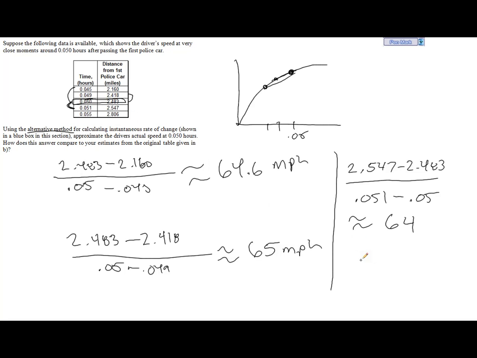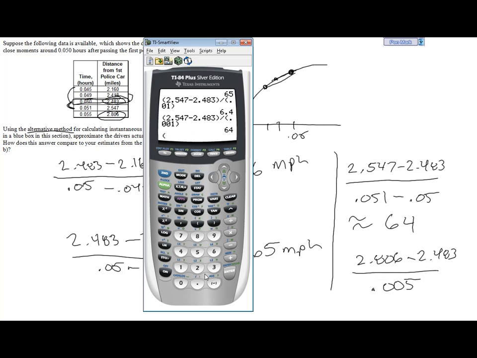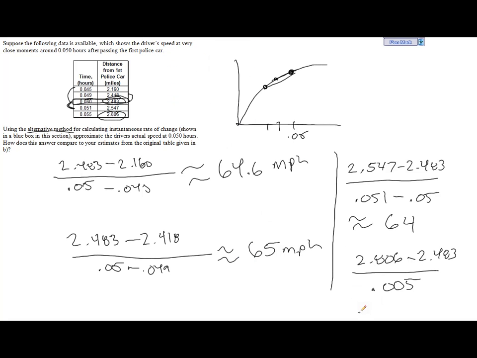and 0.055. So we have 2.806, which is the output at 0.055, minus the point that we're keeping fixed, the point of interest. Divide that by the difference in time, which is 0.005. That's 0.055 minus 0.05 gives us 0.005. And we will do 2.806 minus 2.483 divided by 0.005, which gives us 64.6.